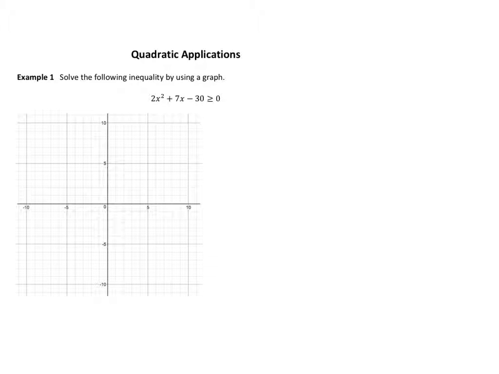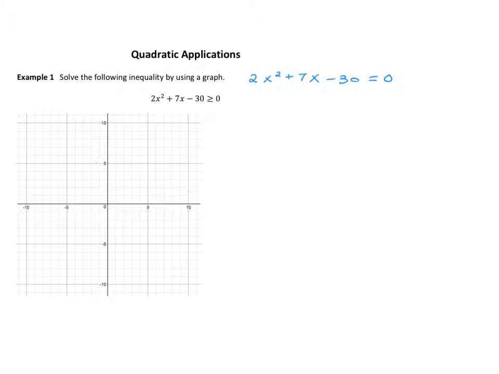To solve this quadratic inequality, what we're going to do is solve where it's equal to 0 and then use a graph to determine the greater than portion. So step 1 for this problem, as is with all of our inequalities, where is 2x squared plus 7x minus 30 actually equal to 0?